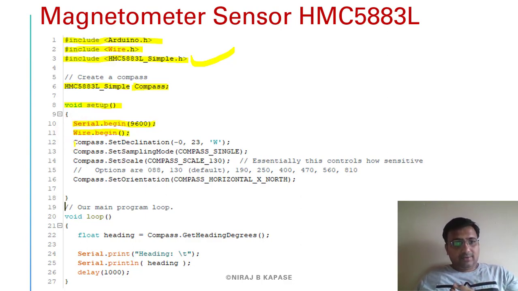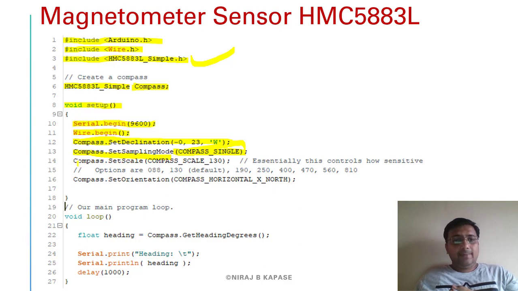compass.setDeclination, set declination at 0, minus 23, west. Okay, so this sets up the declination angle. Also we can have compass.setSamplingMode as COMPASS_SINGLE. Okay, so there are different modes available, so we can set a single mode for this.